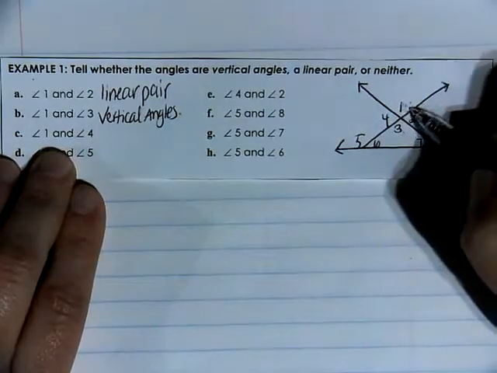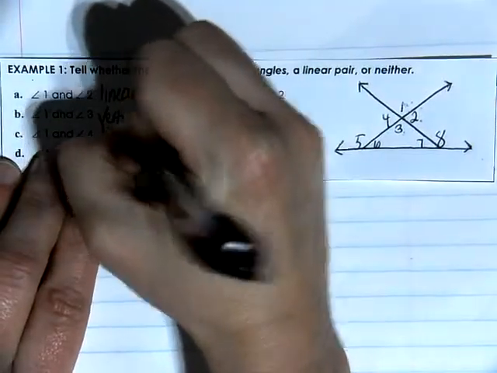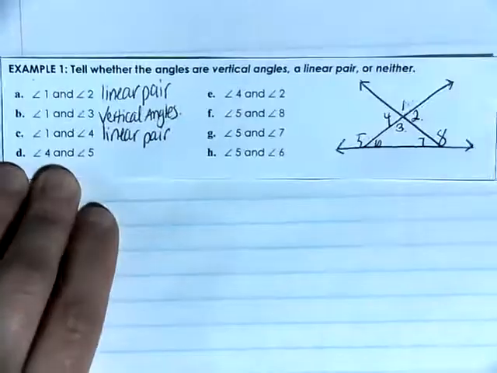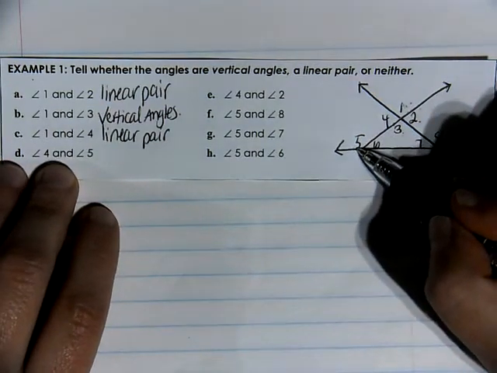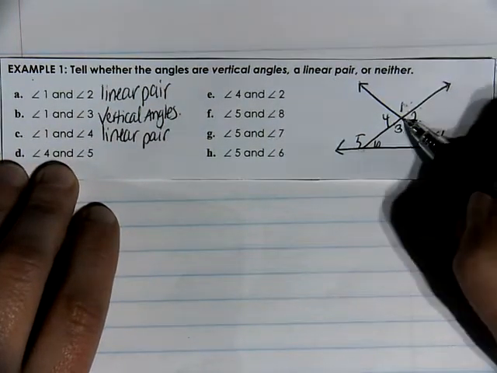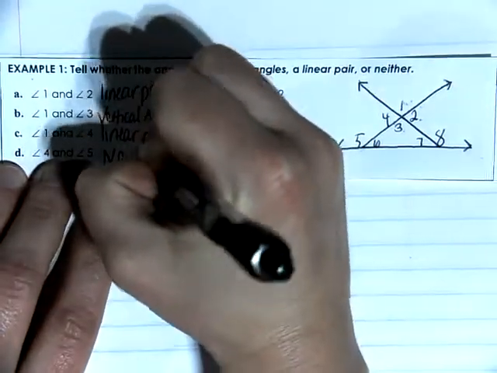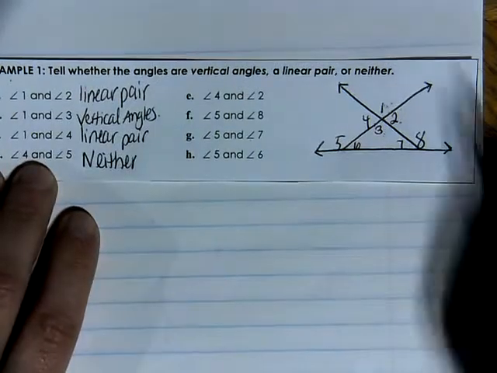Angle 1 and angle 4, together they form a line. They are considered a linear pair. Angle 4 and angle 5, they have nothing in common with each other. They just share a side, but they're not even considered adjacent angles. So they are what we call neithers. They do not have a relationship.